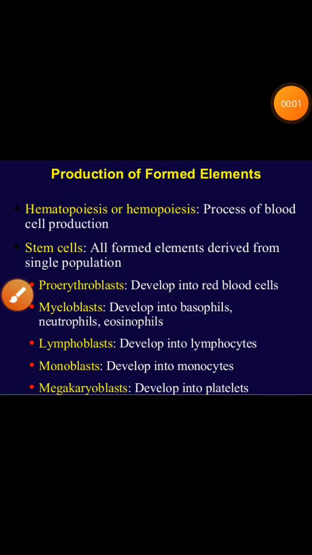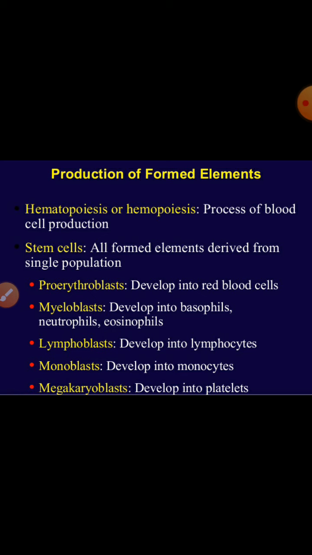Hello students, last time we were discussing blood cell formation. As we know, blood cells are of different types like RBCs, WBCs, lymphocytes and monocytes. So we will start with the process of formation of RBCs.